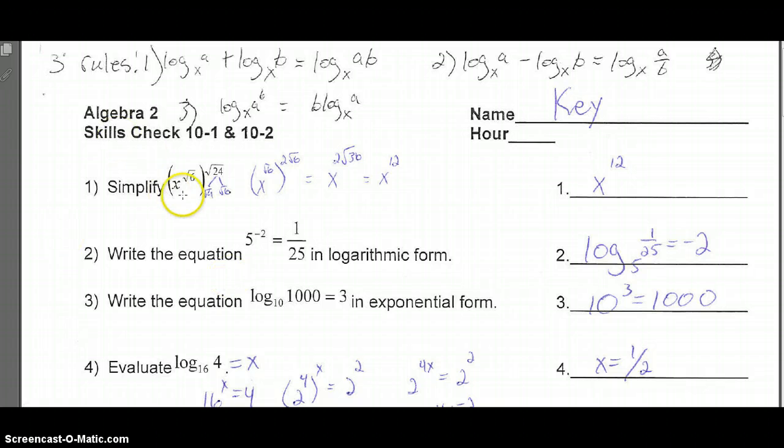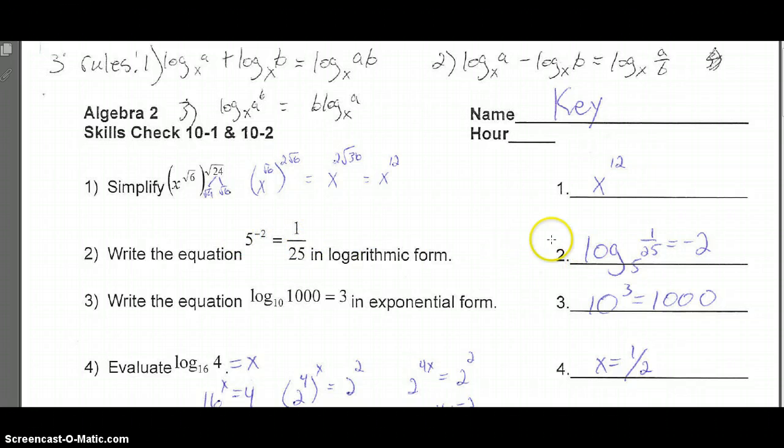Number 1, x to the square root of 6 to the square root of 24. You have a power to a power, you multiply. Simplify the square root of 24 to be the square root of 4 times the square root of 6, which is actually 2 square roots of 6. When multiplying radicals, only the index has to be the same, so you can multiply the radicands. So that's 2 times the square root of 36. Square root of 36 is 6, so it's 2 times 6, which is 12, so you get x to the 12th.